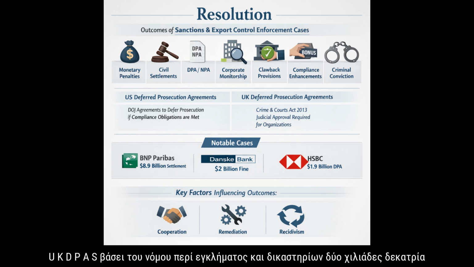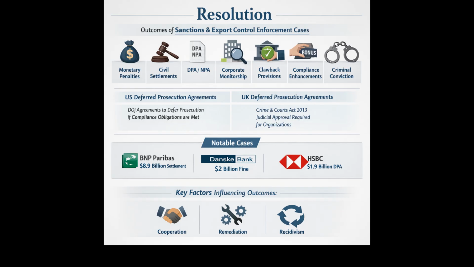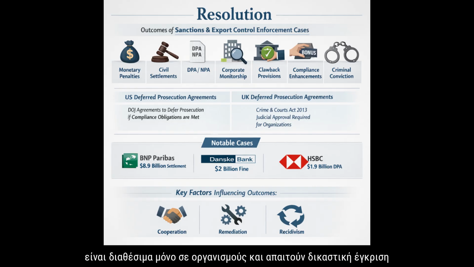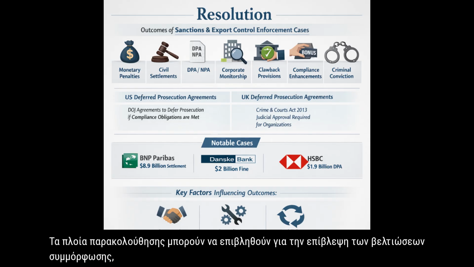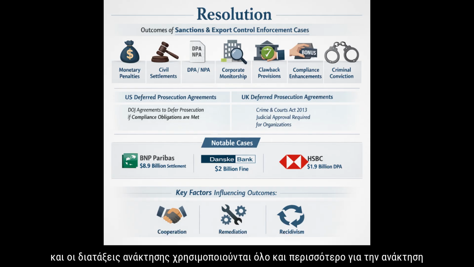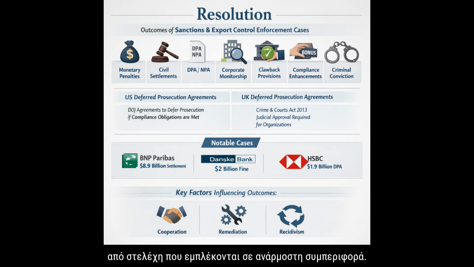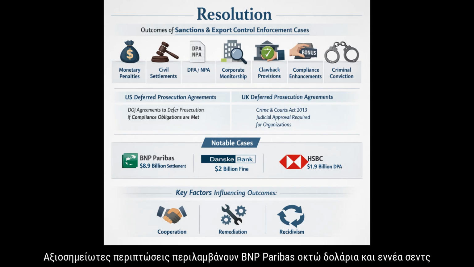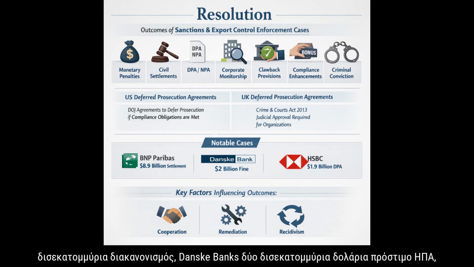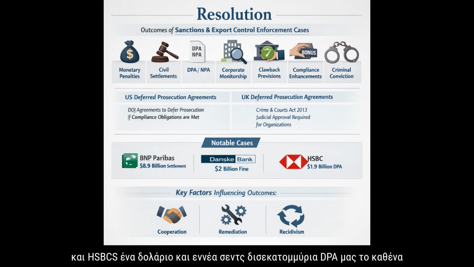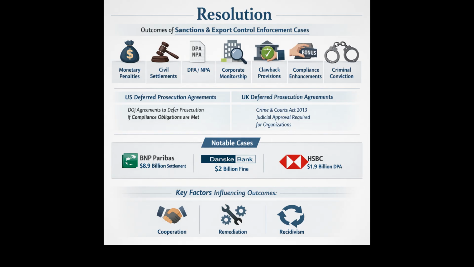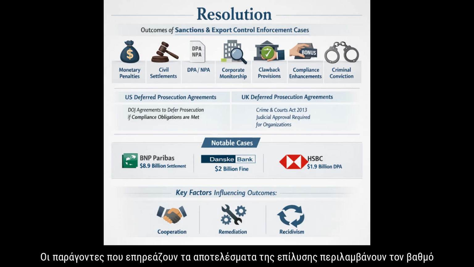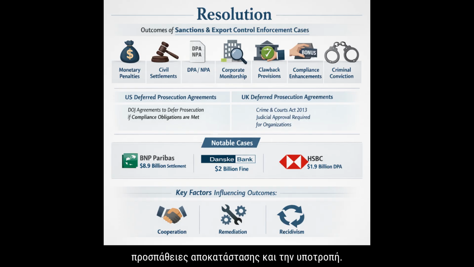In the UK, DPAs under the Crime and Courts Act 2013 are available only to organizations and require judicial approval to ensure fairness and proportionality. Monitorships may be imposed to oversee compliance improvements, and clawback provisions are increasingly used to recoup bonuses from executives involved in misconduct. Notable cases include BNP Paribas's $8.09 billion settlement, Danske Bank's $2 billion fine in the US, and HSBC's $1.09 billion DPA in the US, each involving significant compliance reforms and, in some cases, criminal convictions. Factors influencing resolution outcomes include the degree of cooperation, remediation efforts, and recidivism.